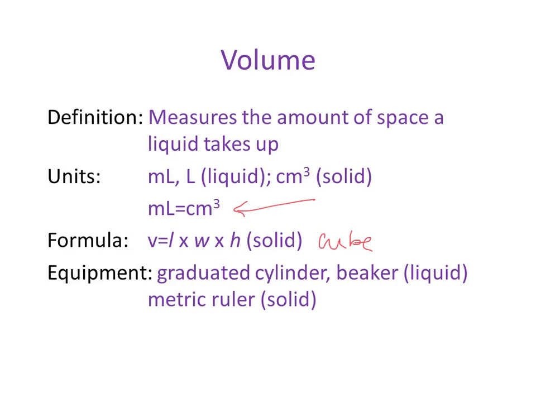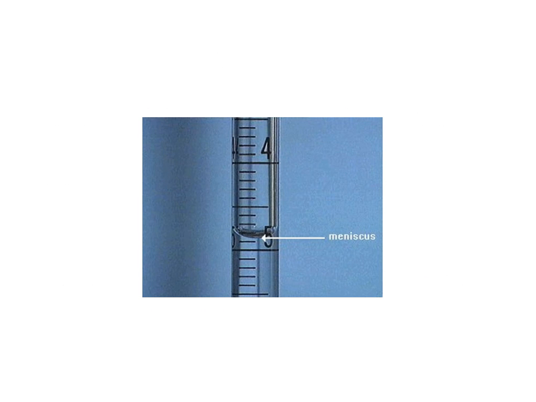Equipment that you would see used for volume would be a graduated cylinder or a beaker for liquid, and a metric ruler would be used for those dimensions in a solid. One thing that's very important for us when we are making measurements using a graduated cylinder is that you should notice that liquid is typically going to cling to the sides of the graduated cylinder, and it will kind of settle in the middle. So what you want to do when you're making your measurement is look at this thing called the meniscus. That's basically the center where the liquid has all settled and it's not clinging to the side to give you a false reading.